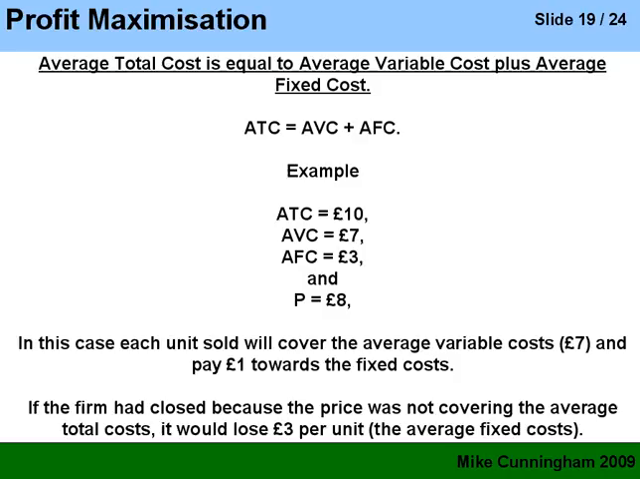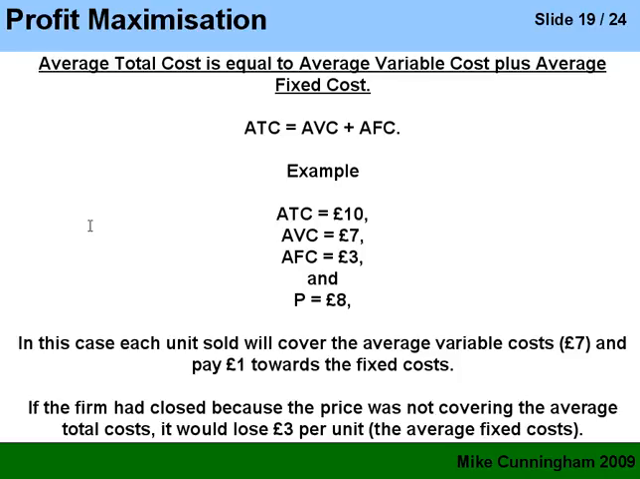Let's look at the table here. Here we've got our little equation. Average total cost is equal to average variable cost plus average fixed cost. Well, total cost is just variable cost plus fixed cost. So for the example, average total cost is equal to 10, average variable cost equals 7, average fixed cost equals 3, and let's say the price is equal to 8. If the price is equal to 8, then it's greater than the average variable cost. So we're making £1 on each one, but we're not covering the average total cost. But we are making a contribution towards the fixed cost. If the firm closed down, because it's losing money here, you can see average total cost is 10 and we're only making 8. If it closed down, it would lose the £3 on the fixed cost.